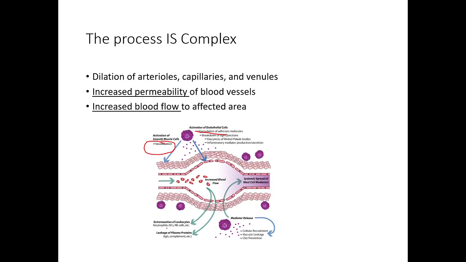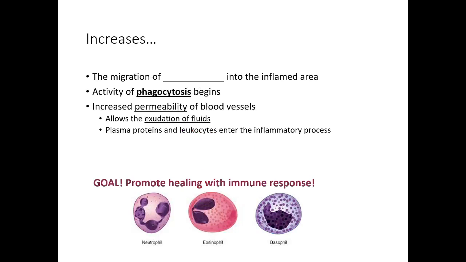We see neutrophils and some other cells, all the white cells that we expect. Leakage of plasma proteins like IgG and complement. We get a mediator release, systemic spread of mast cell mediators. So a lot of different things happening at this time.